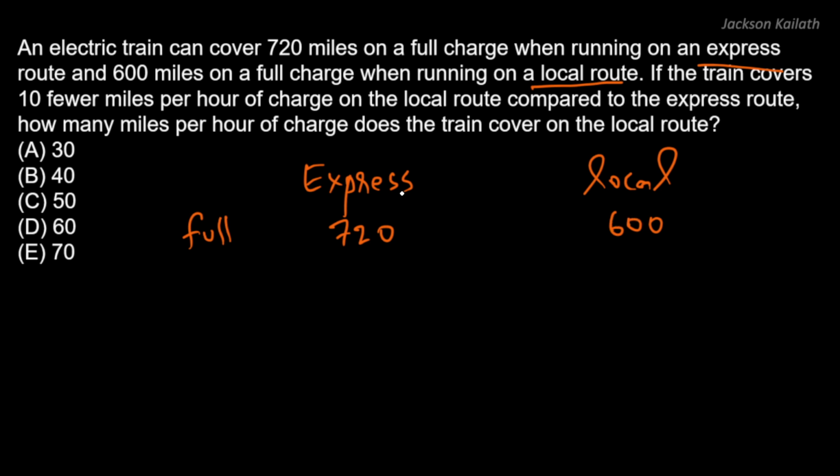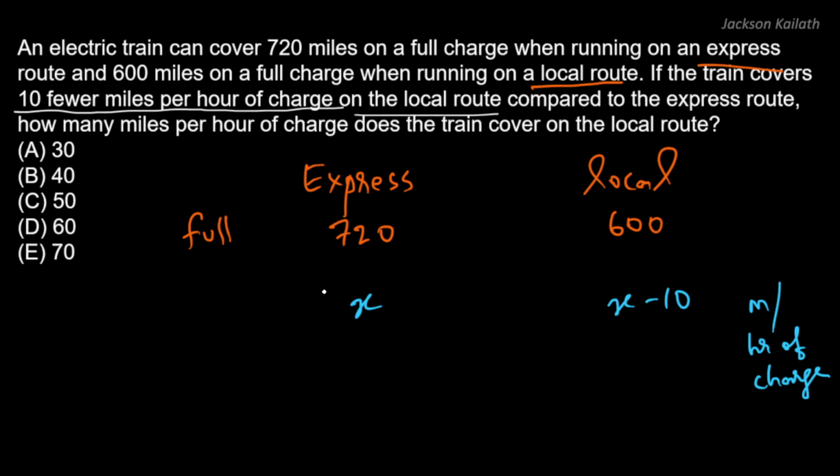Now let's say that on the express route it can cover x miles per hour. So as per the question, on the local route it can cover x minus 10 miles per hour of charge. So that's given over here, right? If the train covers 10 fewer miles per hour of charge on the local route, so if this is x, this would be x minus 10 miles per hour of charge. All right, and in the question we are asked to find this x minus 10, right? So that's what's mentioned in the question. Now let's proceed. Let's assume that this full charge over here is achieved by charging y hours.